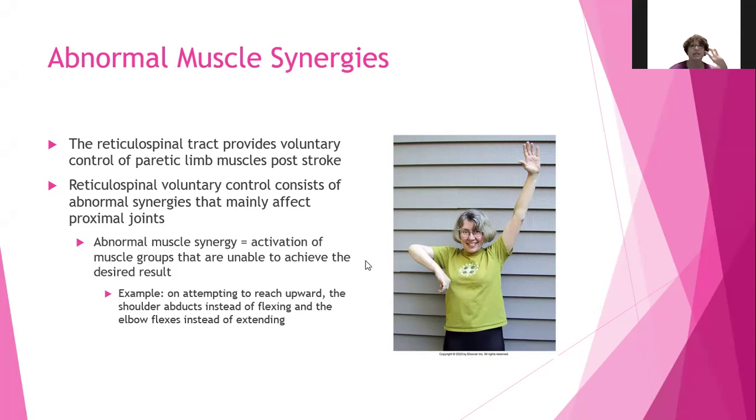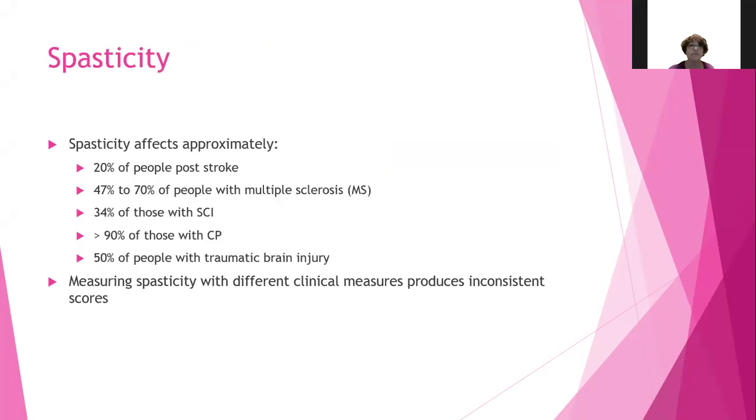You try one motor act and basically the wrong muscles are being activated in order to do it. So instead of being a normal muscle synergy where it's helping you do the motion, it's the abnormal ones where it's getting motion that you don't want. Spasticity affects approximately 20% of people post-stroke, 47 to 70% of people with MS, so that's a pretty high percentage, 34% of people with spinal cord injury, and greater than 90% of those with CP, and 50% of people with traumatic brain injury.